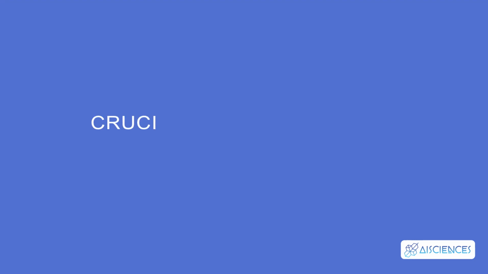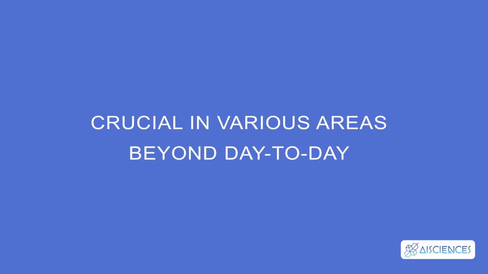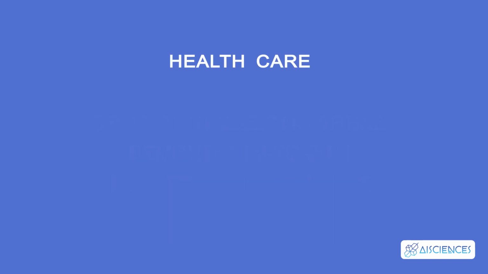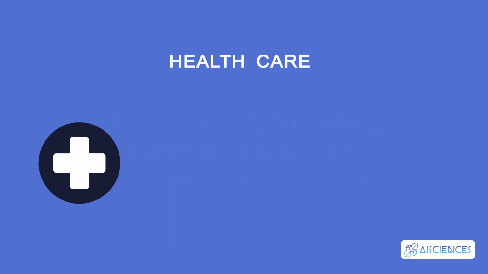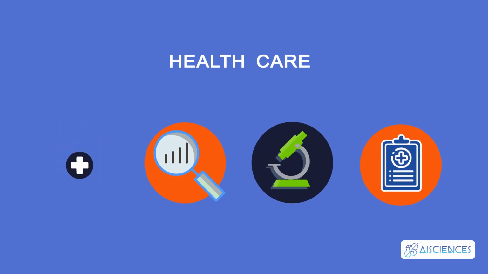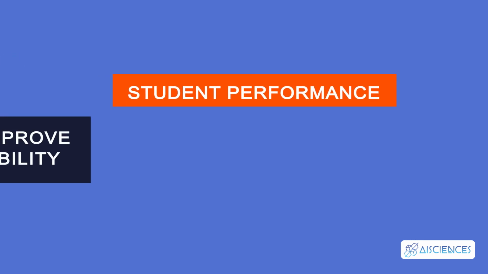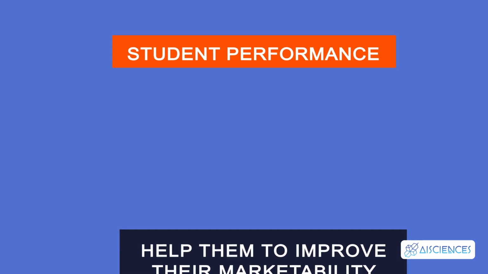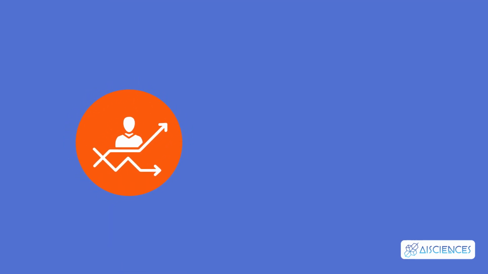Data science is also crucial in various areas beyond day-to-day business operations. For instance, in healthcare, the uses of data science include diagnosis of health issues, image analysis, medical research, and treatment planning. Academic establishments use data science to track student performance and help students to improve their marketability to prospective employers. Sports teams use data science to analyze player performance and map out game strategies. So, it's evident that data science touches every business sector you can think of.